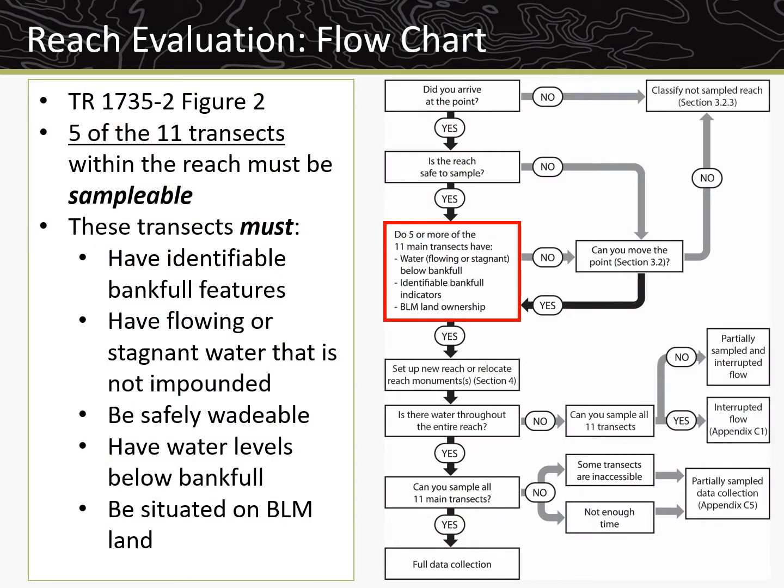The next step is to determine if the reach meets the sampleability criteria. To sample a Lotic AIM reach, 5 of the 11 transects within a reach must meet 5 criteria. These 5 transects, which do not have to be in consecutive order, must have identifiable bankful features, have flowing or stagnant water that is not impounded, be safely wadable, have water levels below bankful, and be situated on BLM land. If a reach does not meet these criteria, it may have to be rejected.